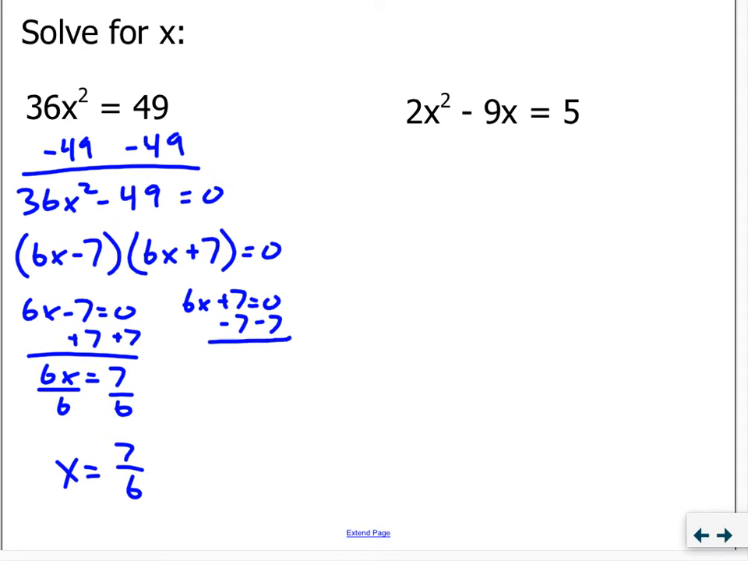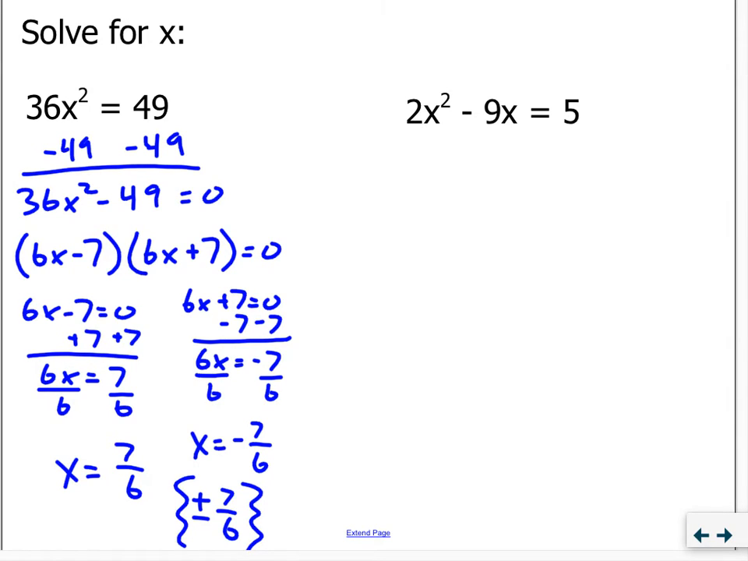If we subtract 7 from both sides and then divide both sides by 6, positive or negative 7/6. If you want to write your answer as plus or minus 7 over 6, oh, that's cool. Can you try our last one? So you subtracted 5 from both sides.